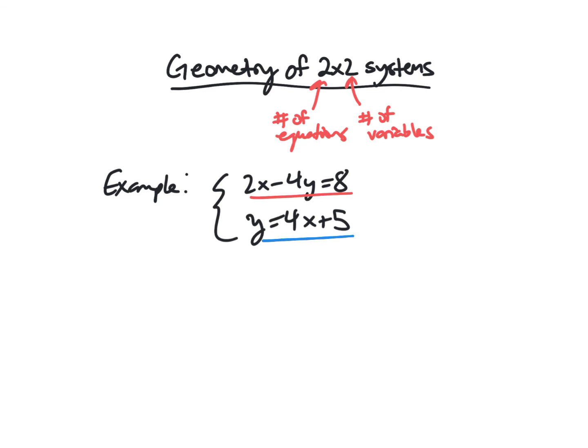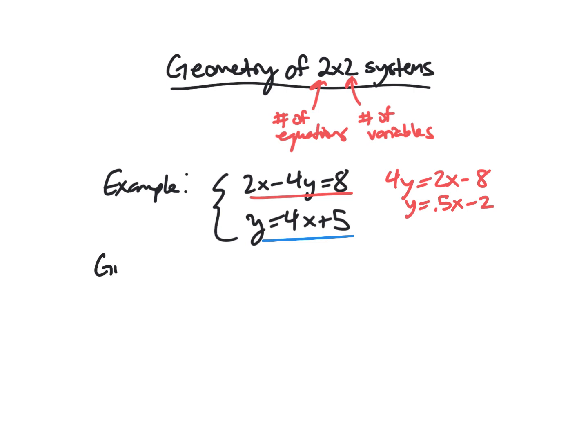The first one, you'd want to get it in that form if you wanted to graph it, for instance. So you could add over the 4y. So 4y is 2x minus 8, and thus y is 0.5x minus 2.